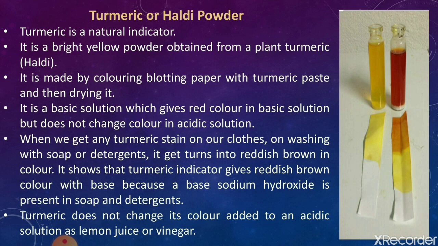That is why when we get any turmeric stain on our cloth and we start cleaning it using detergent or surf, firstly it turns reddish brown in color, because our soap or detergent contains base. Turmeric is a natural indicator which gives reddish brown color when it reacts with base. And when we add turmeric to lemon juice, as lemon juice is acidic, there will be no color change. Turmeric is yellow and it remains yellow.